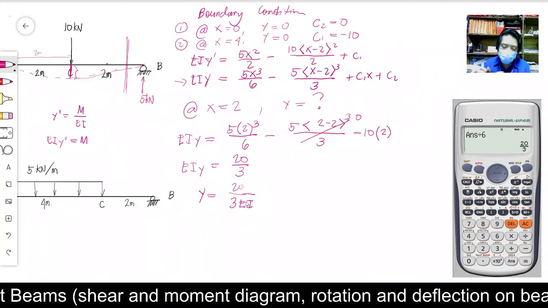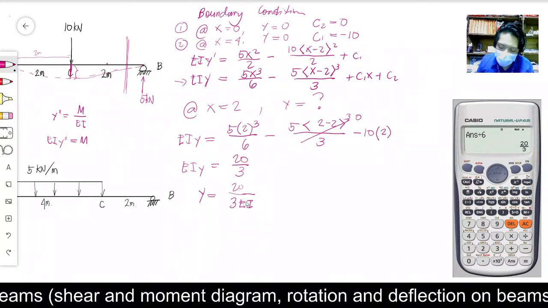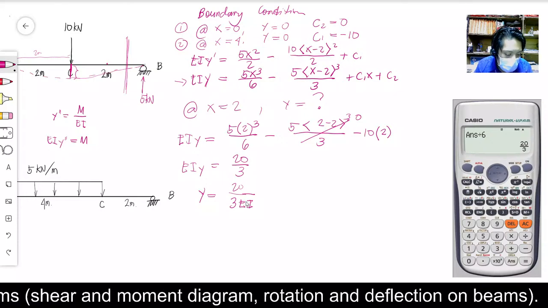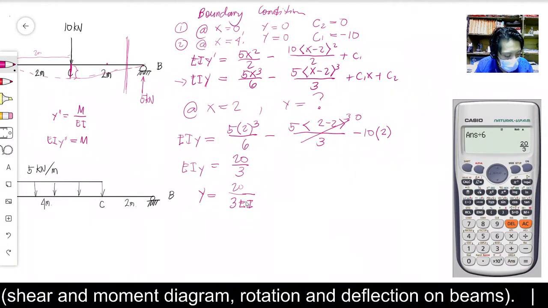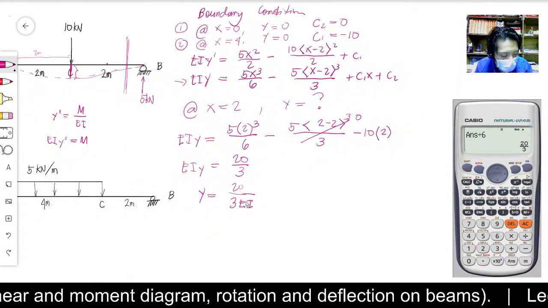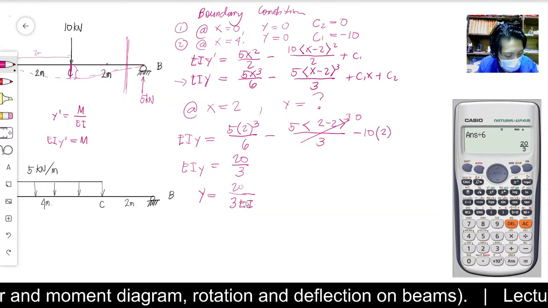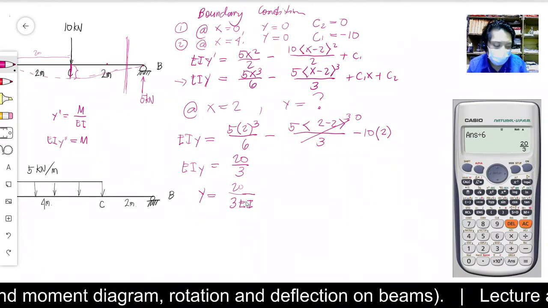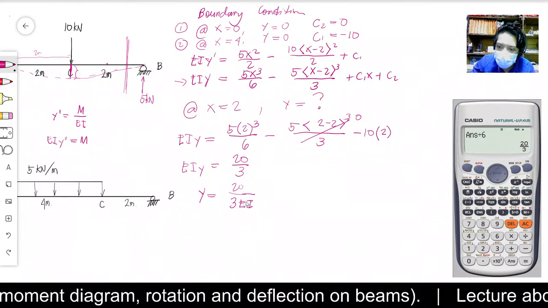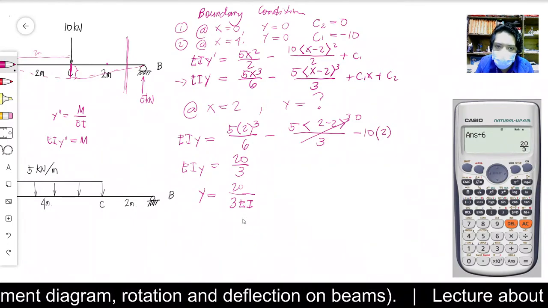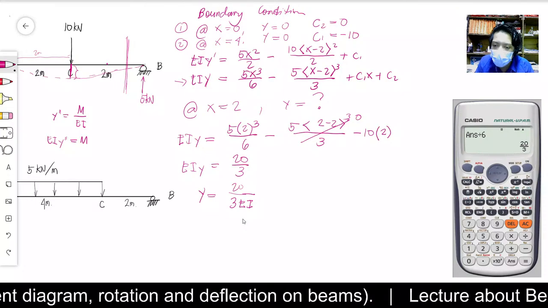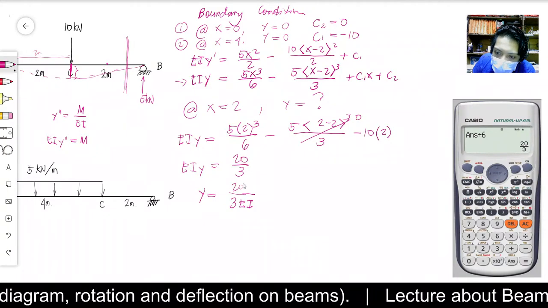We were not given a value for EI, but take note, EI is just a constant. So that's the value for the deflection at the midspan. That's how you solve for the deflection.